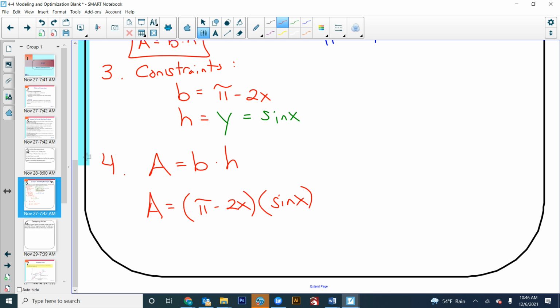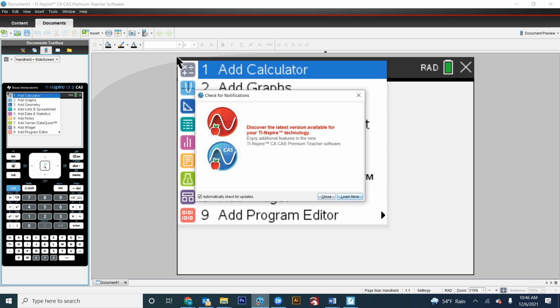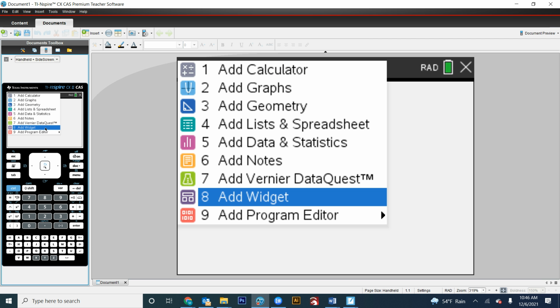I've got good news for you. Calculators are allowed. We're going to graph it and look at it. Ready? Pi minus 2x times sine of x. The calculator's warmed up, ready to go.